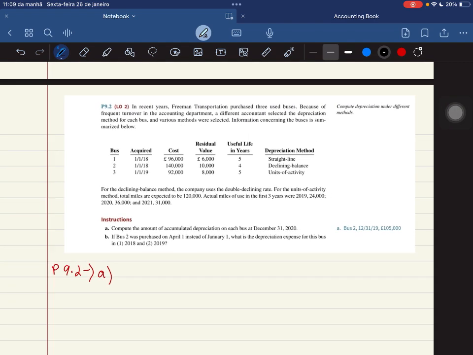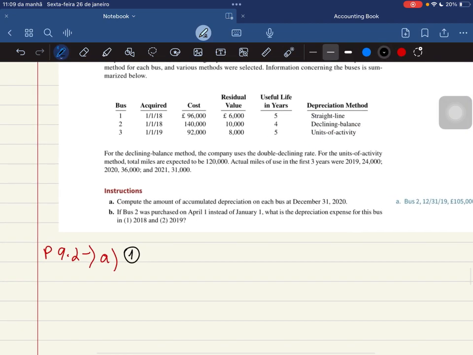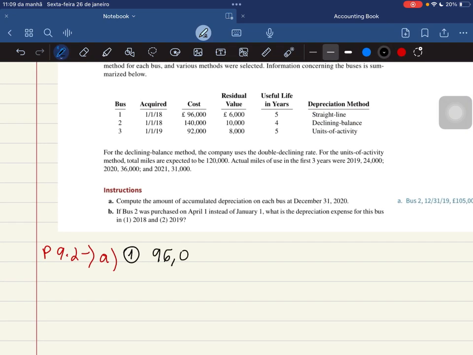Okay, so we have 3 different buses. Let's do it one by one. The first one uses straight line. So this one is very easy, right? We're just going to have the cost minus the residual value divided by the useful life in years. And this amount is actually not going to change toward the years because it is straight line.